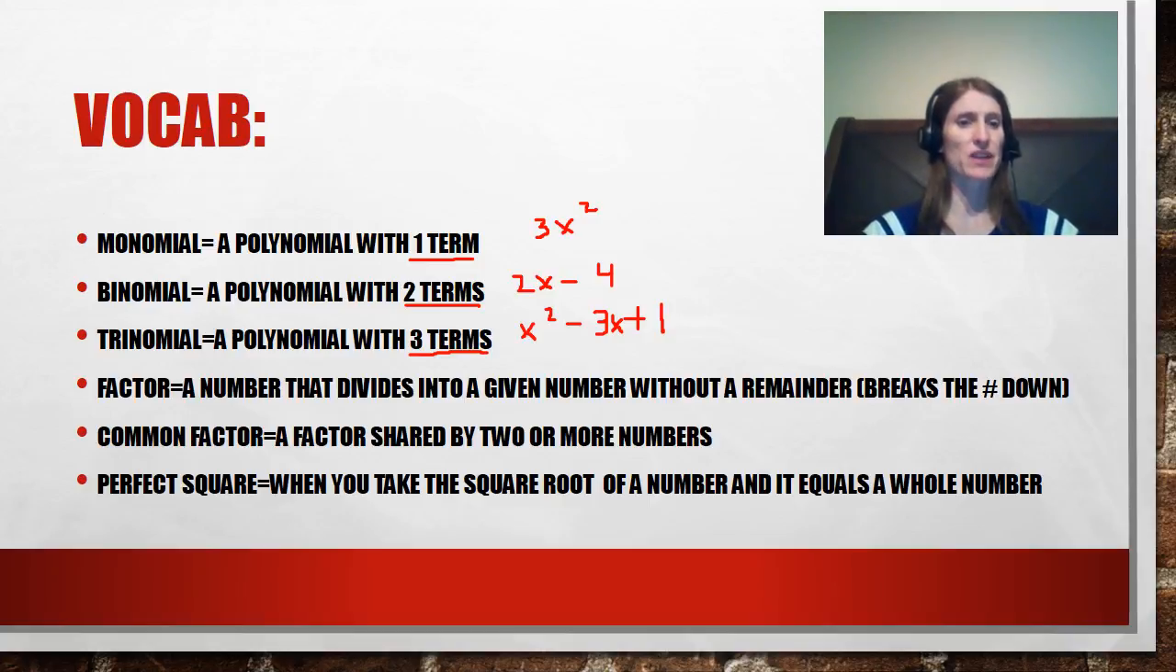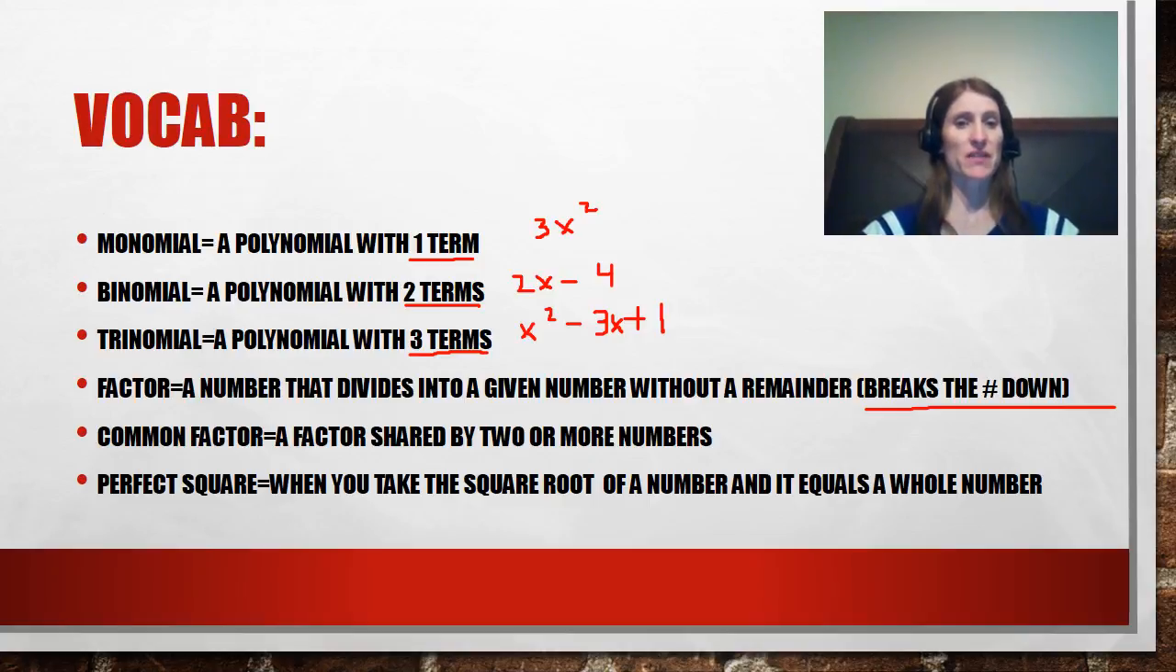Let's look at the word factor. So a factor is a number that divides into a given number without a remainder. I like to say that this breaks the number down. So factors of 4 would be 1 and 4 and 2. So 2 times 2 gives us 4, and so it breaks the number down.